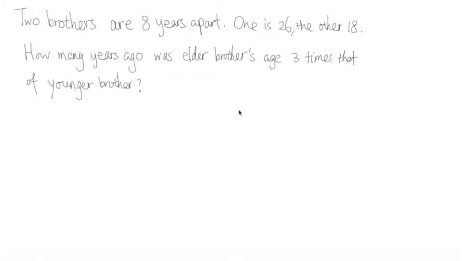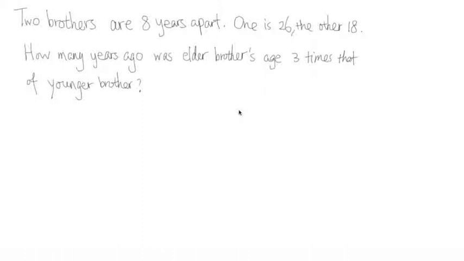In this video, we'll look at some problems involving age. So here's one example. We're looking at two brothers who are 8 years apart, and we're given their ages. One is 26, the other, younger one is 18.